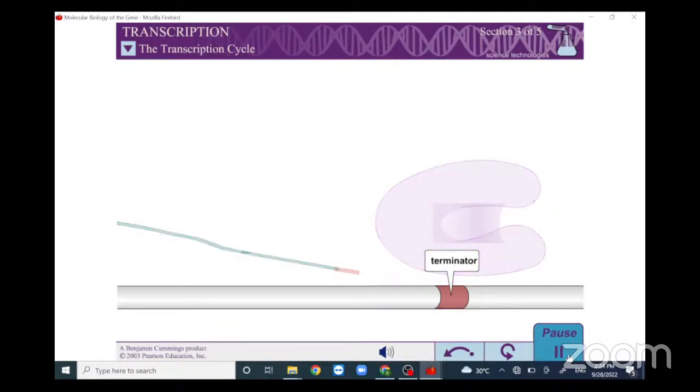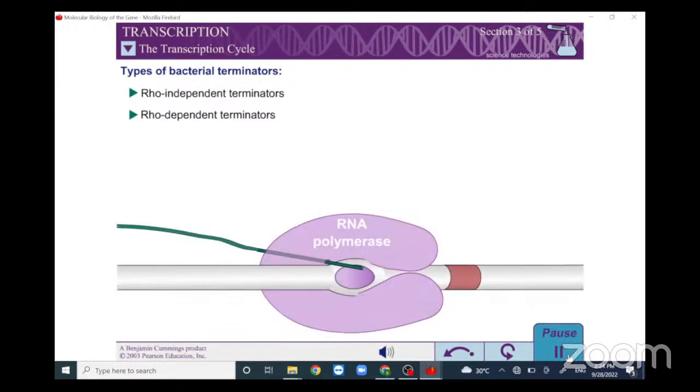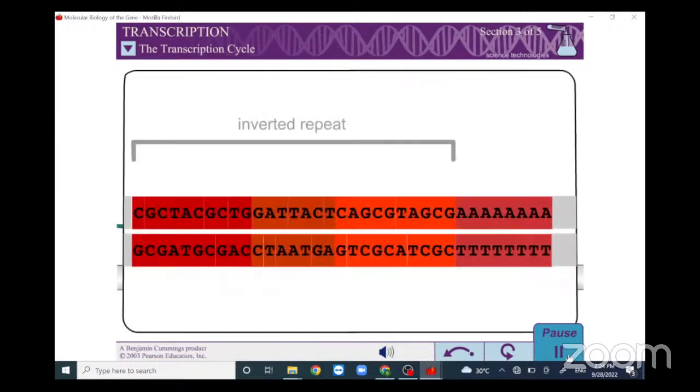And finally, what happens? Termination. Termination has two types. Either it is going to be rho dependent or rho independent terminators. Independent is nothing but intrinsic. Can you see here? Rho independent intrinsic terminator. So you have a stop codon. So this is an inverted repeat. So can you see here? So you have an inverted repeat.